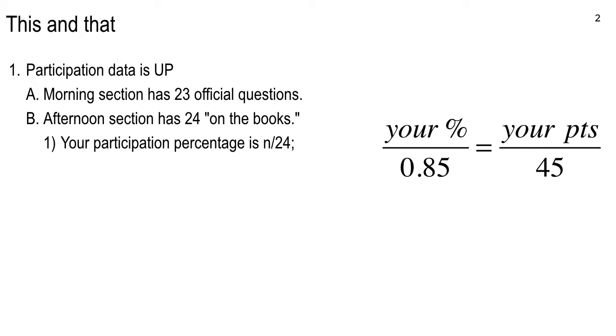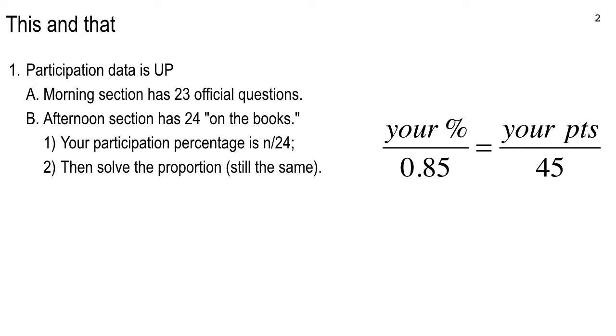So to get your participation, you might as well jot this down in your notes so that you can get your grades calculated whenever you feel like it. Okay, so the first thing you have to do is calculate your participation percentage. So however many you've answered, and that's however many correct or incorrect, divide that by 24. So some number n divided by 24. And then you put that into the proportion. Now the proportion is still the same. It's your percentage divided by 0.85 on one side, and then on the right side, your pointage divided by 45.